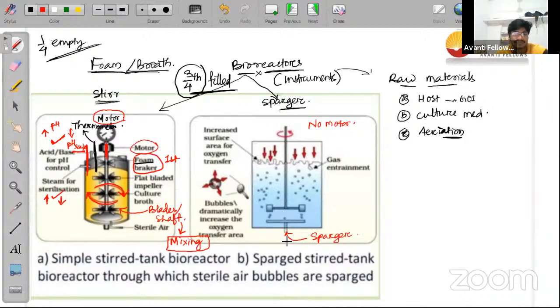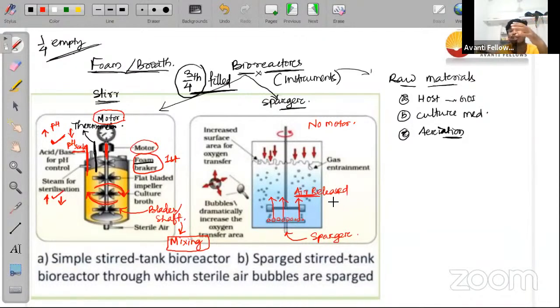On this sparger many minute pores will be there. छोटा छोटा pores होगा यहाँ पे. You can see here. Through these pores, air will be released into the tank. Air is released into the tank through this sparger. इस sparger के pores की मदद से छोटे air molecules release किए जाएँगे.